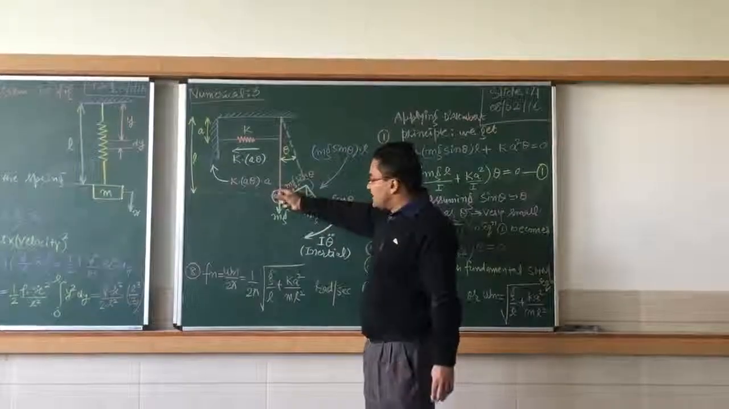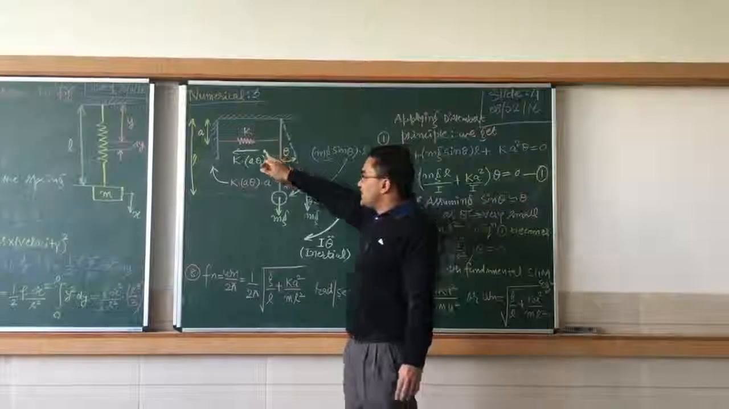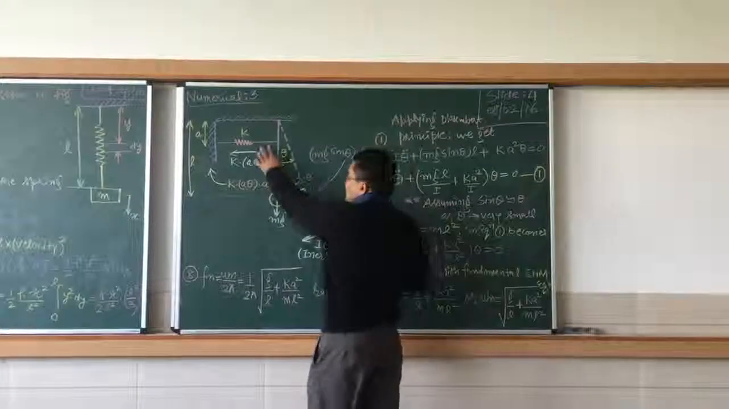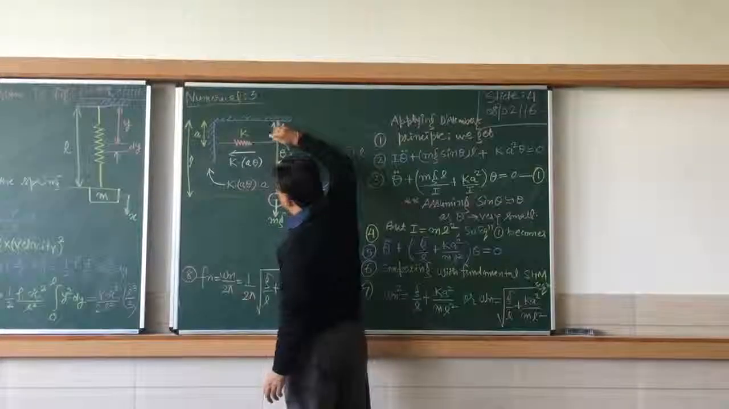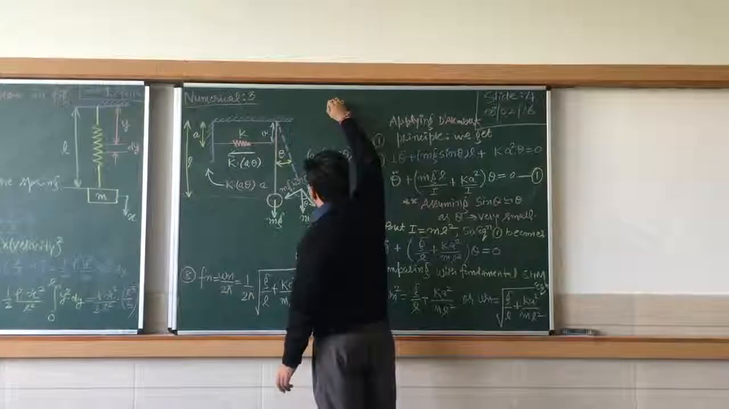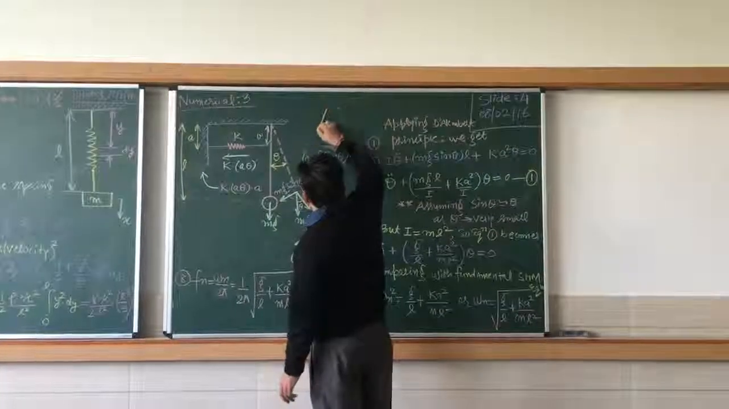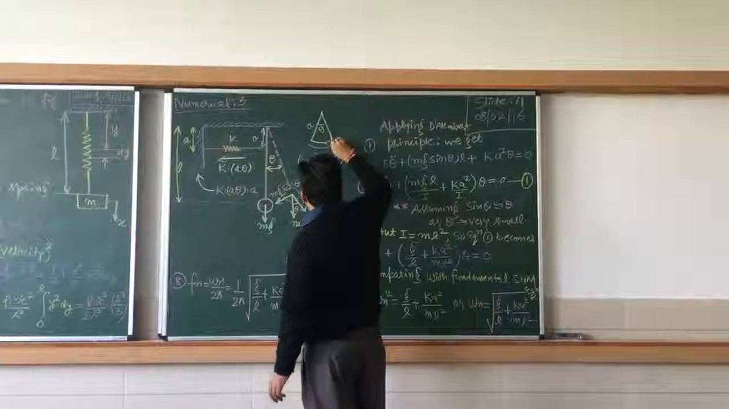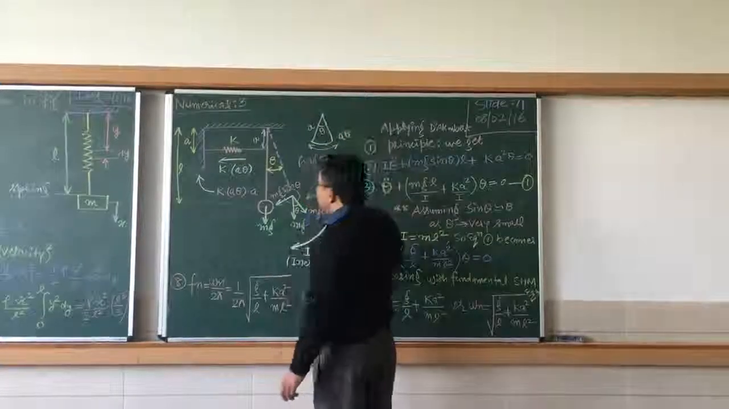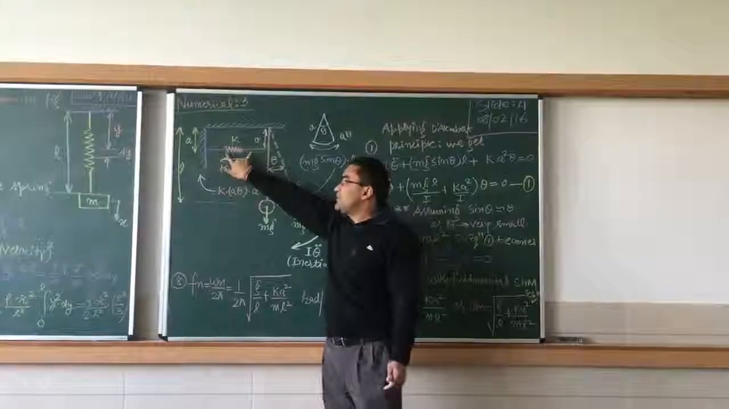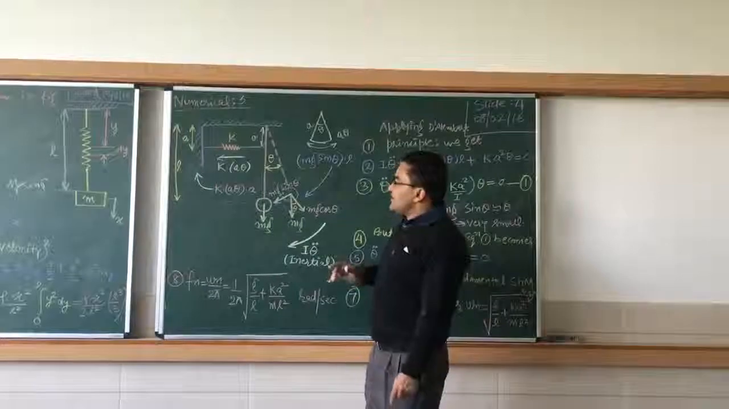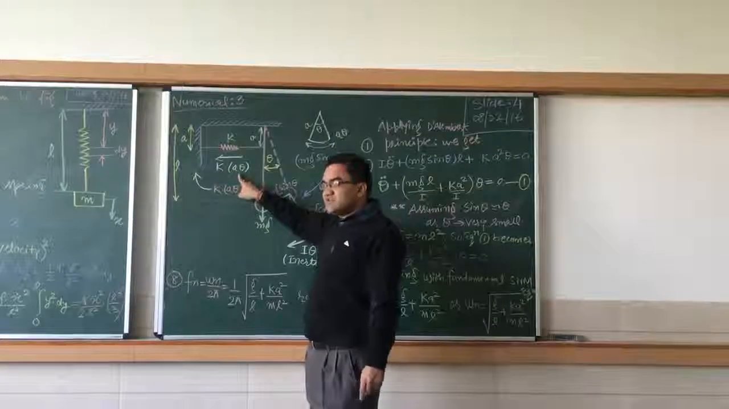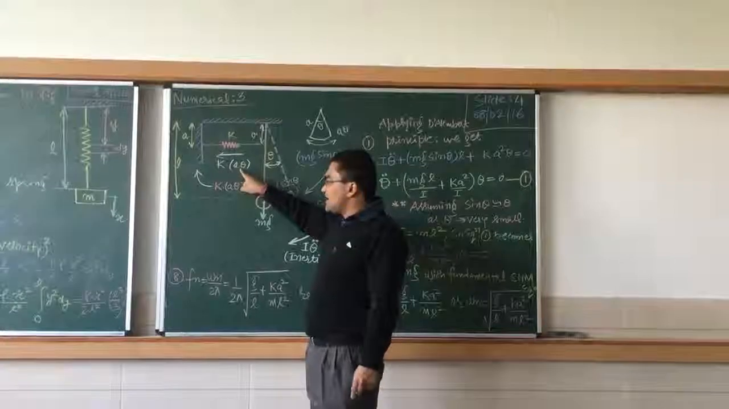So due to the movement of this mass, that is theta, the spring also gets displaced. So how much is it displaced? From here to here, this is your A. If this is theta and this is your A, obviously the displacement in the spring will be equal to A into theta. Next, the restoring force offered by the spring will be equal to K into the displacement in the spring, and the displacement in the spring is A into theta.